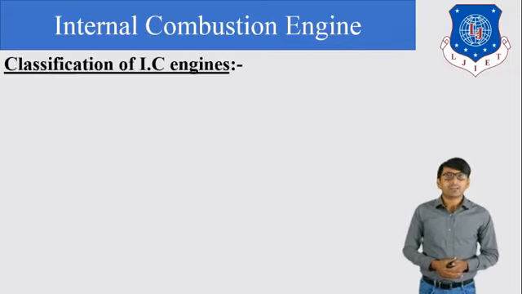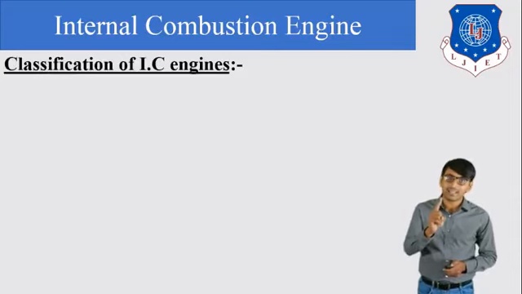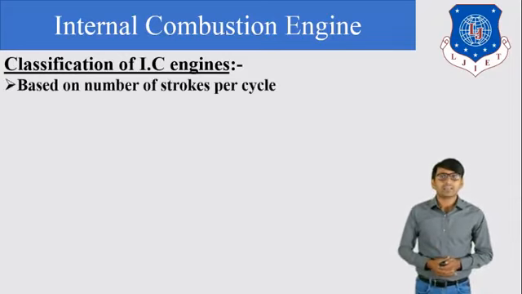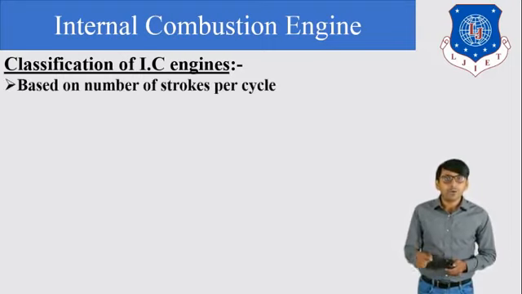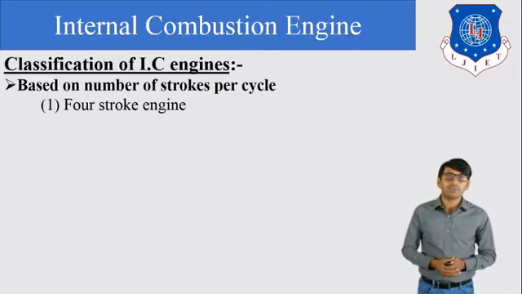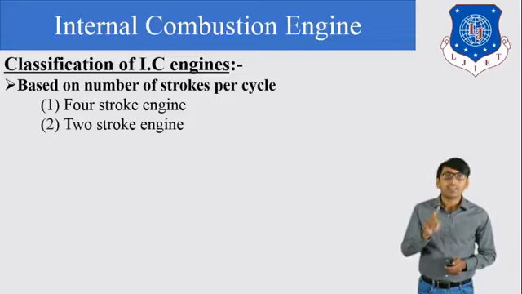Now we have to start with classification of IC engine. IC means internal combustion engine. So first classification, based on number of strokes per cycle. It means one cycle requires how many strokes. So in that, first one, 4-stroke engine. In a 4-stroke engine, one cycle is completed in 4 strokes. And second, 2-stroke engine. In a 2-stroke engine, one cycle is completed in 2 strokes.